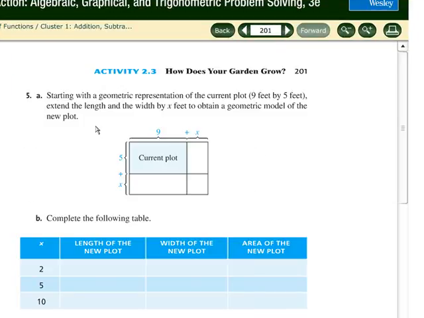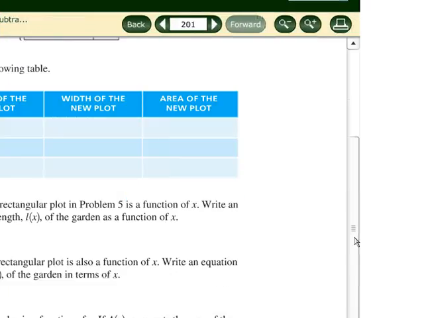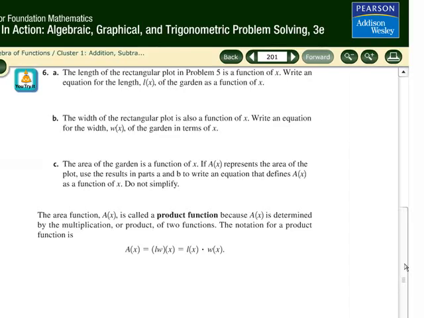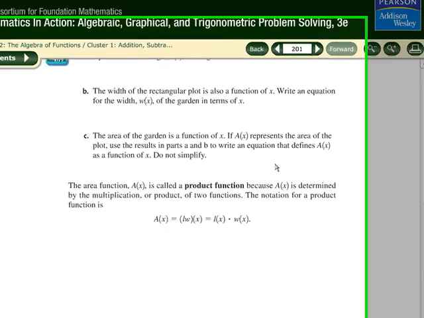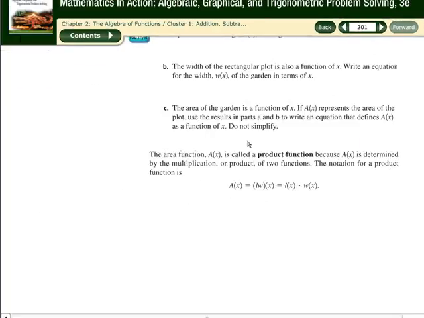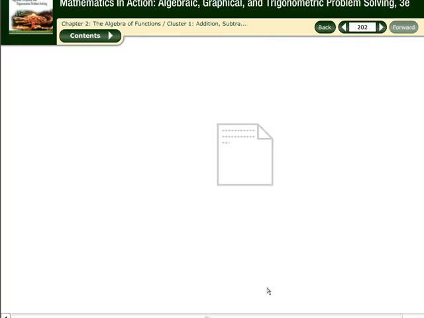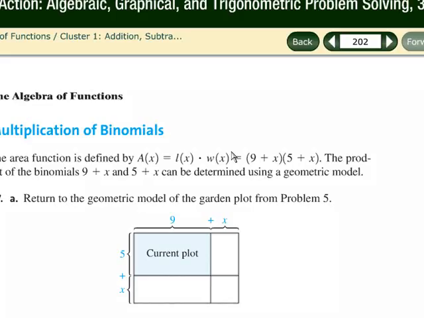And it asks you another question. It gives you a chart. You fill all these in. And the idea is, by going through this piece by piece, step by step, by the time they get to explaining the math that they're talking about, see, now they're going to tell you this is called a product function. And then on the next page, they're going to introduce the idea of multiplying by binomials.